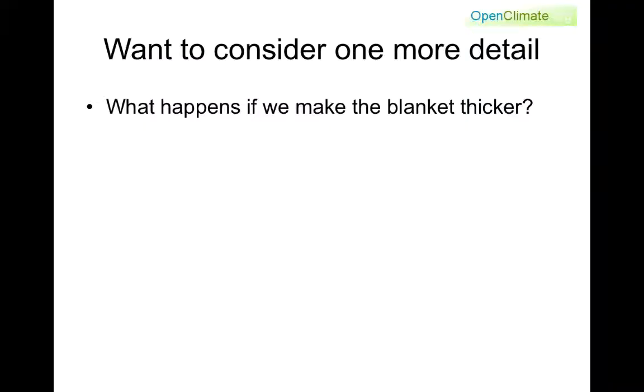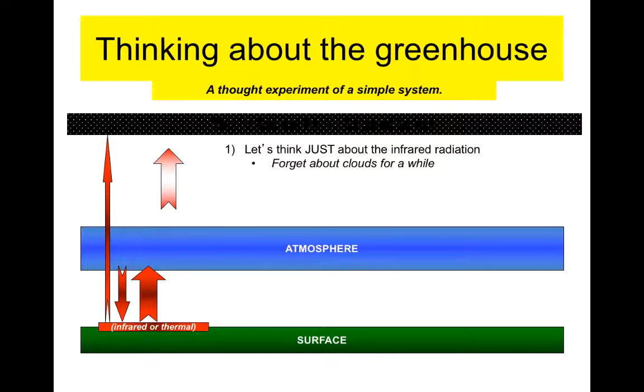So what happens if we make this atmospheric blanket thicker? The way we are, in fact, mostly doing that is through the addition of carbon dioxide, which is one of the gases that absorbs infrared radiation and then re-emits it both downward and upward. If we just think about the infrared radiation and forget about the clouds for a while, then if we make the blanket thicker, more energy is held down here and it becomes warmer.